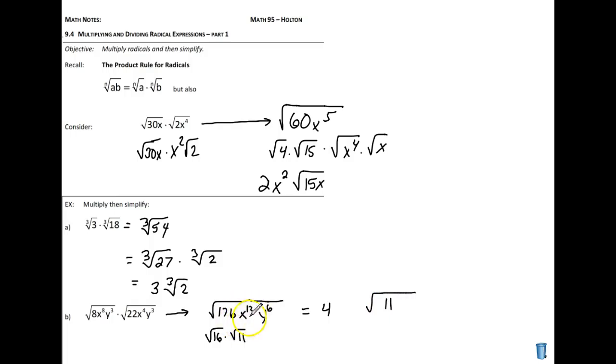When I think about how many x squareds are there here? Well, x to the 12th is really x to the 6th squared. And of course, I'm taking the square root of this. And similarly, y to the 6th is really y to the 3rd squared. So this becomes 4x to the 6th y to the 3rd, and then the square root of 11.